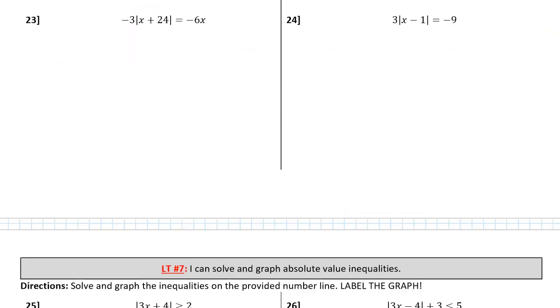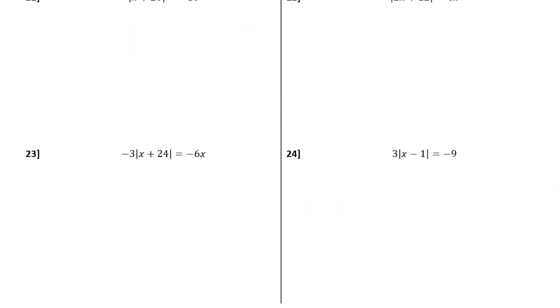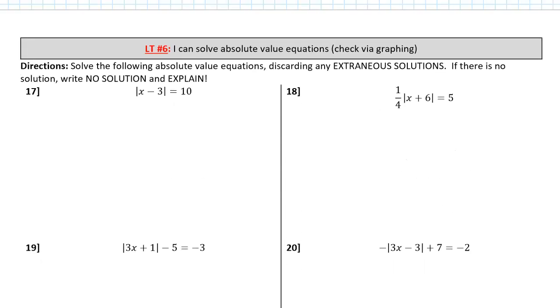Questions number 17 through 24, solving absolute value equations and checking with our graphing utility. Now, the graphing utility could be graphing by hand or graphing using Desmos. So I'm only going to do a few here on the video, and then the rest of the key will be available online just to talk through the three different options that we have.